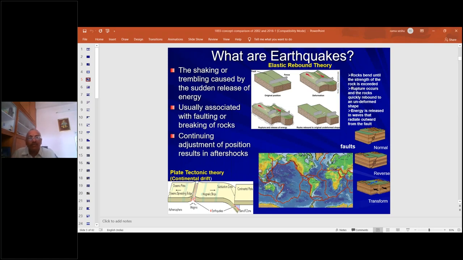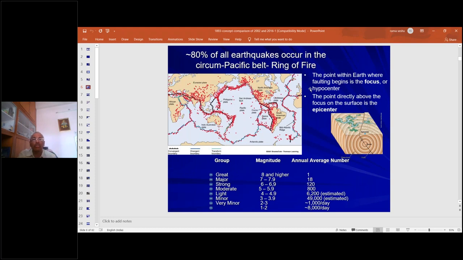Okay. So there is another theory, the plate tectonic theory. It says that the Earth's crust is composed of different plates, and these plates are in continuous motion. Whenever one plate hits another plate, a huge energy release takes place at that particular collision point. That is considered an earthquake.